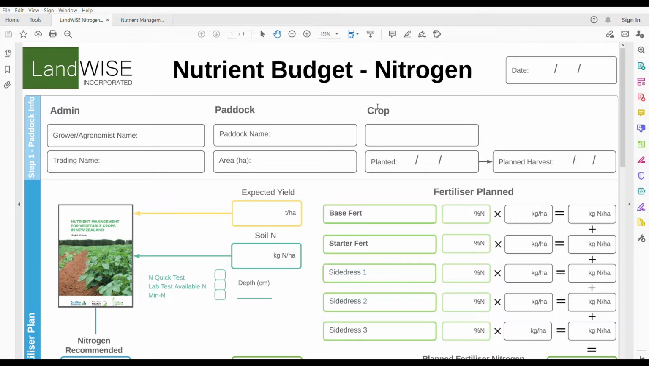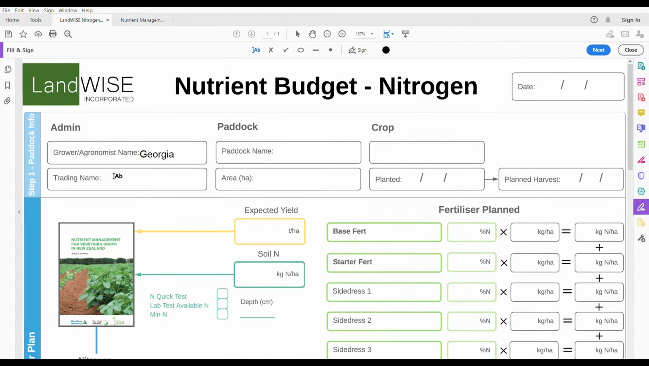Starting with the first section, I'm entering my name so someone reading this can ask questions if necessary. Next, I'm adding the paddock details, its name, which for this example is Microfarm A, and its size, which is 1 hectare. Now I'm adding the crop name so I can refer to the right nutrient management recommendations later, and its timing, when we planted it and when we're likely to harvest it.